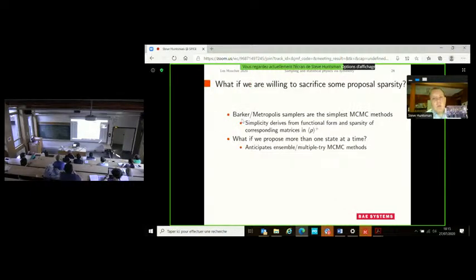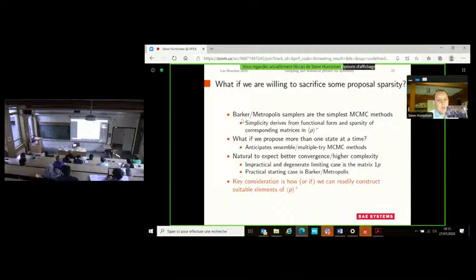So what happens if we're willing to try to generalize this, to sacrifice some sparsity? These are pretty sparse matrices, at least in the Lie algebra setting, and that's really where the simplicity of the MCMC algorithms comes from. So what if we propose multiple states? Now, if we do that, we expect things to go faster, but to be harder, right?